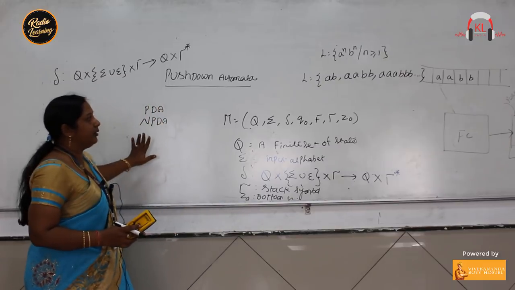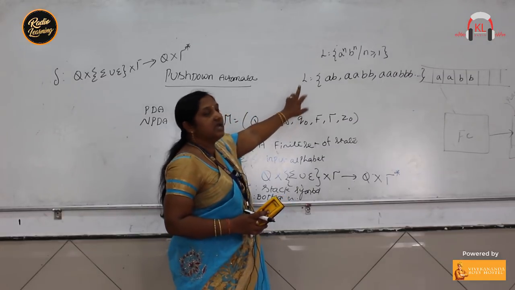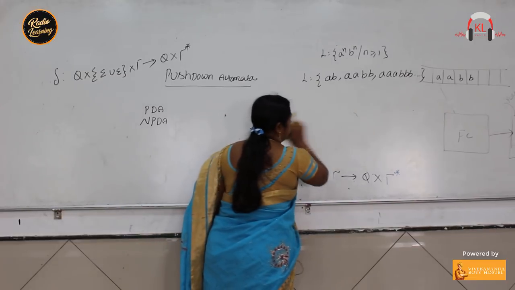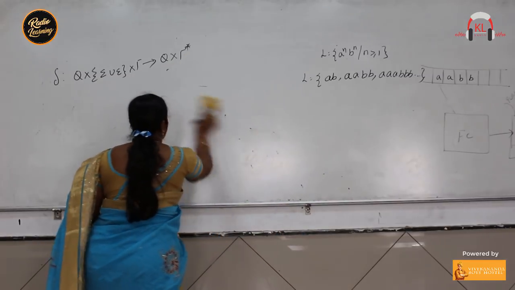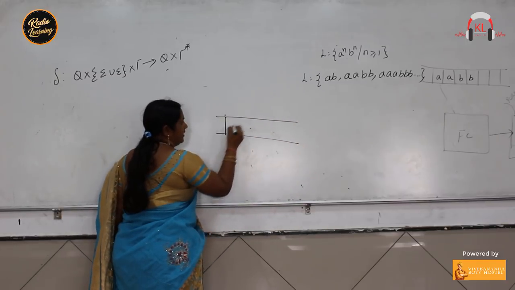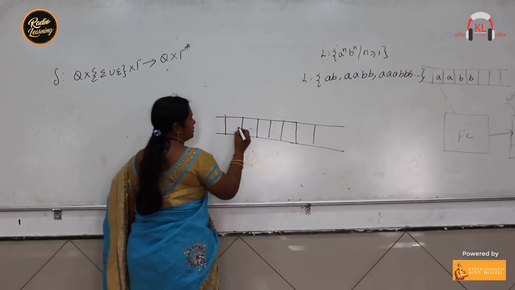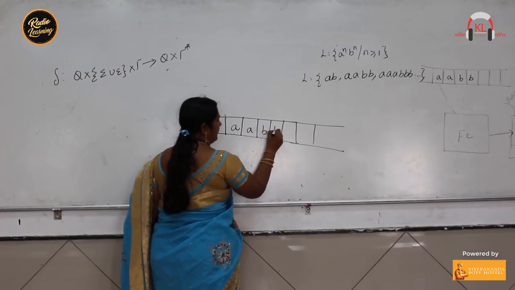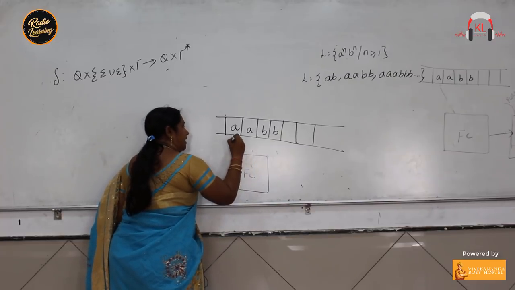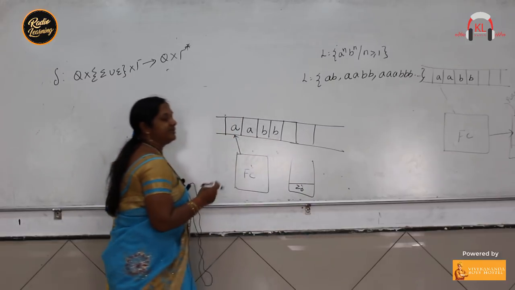Let us see how we are going to construct the pushdown automata for the given language L equal to A power N, B power N, such that N greater than or equal to 1, as well as how we are going to write the transition functions. Initially, let me design how it will work. Here I have the input tape, and I take the input AABB. This is a finite control pointing to the initial input symbol, and there is a stack. Initially in my stack there is Z naught, because that is the bottom of the stack.